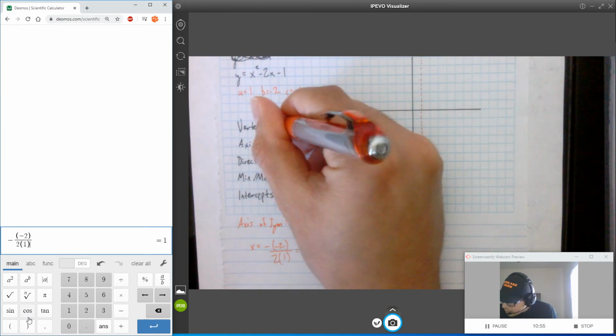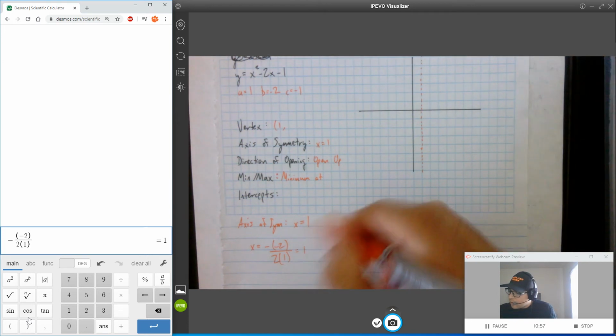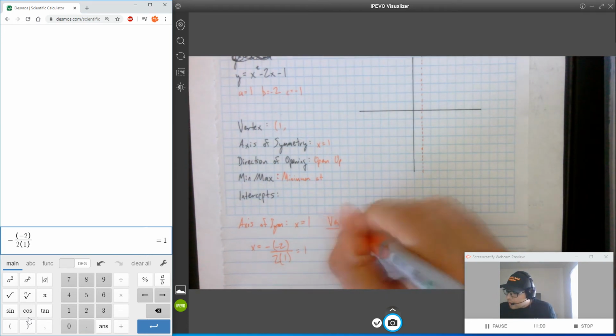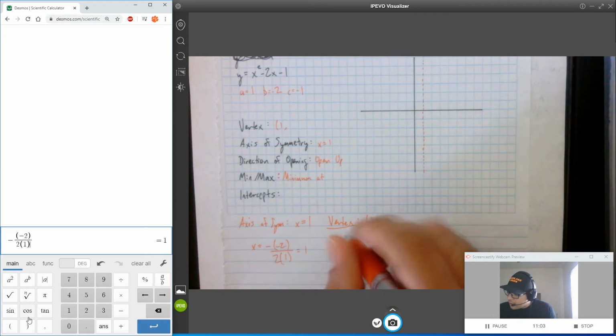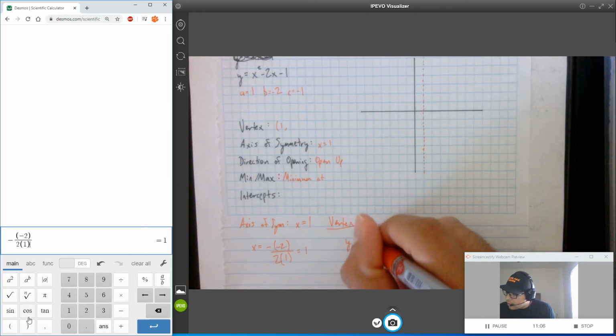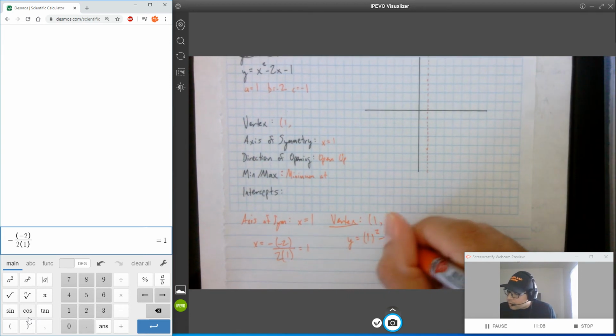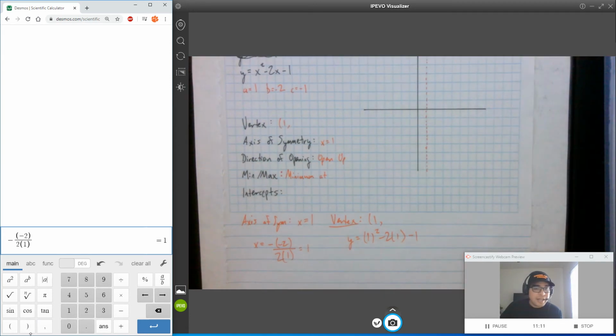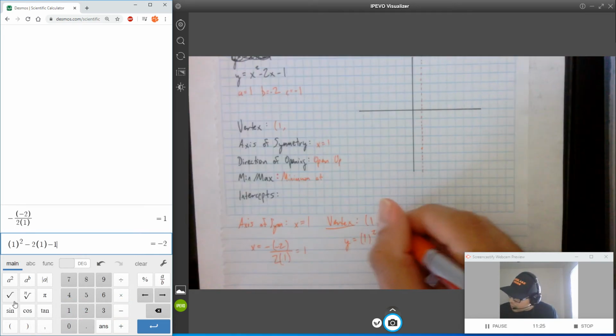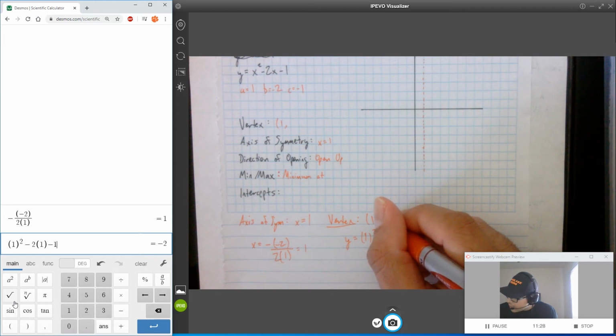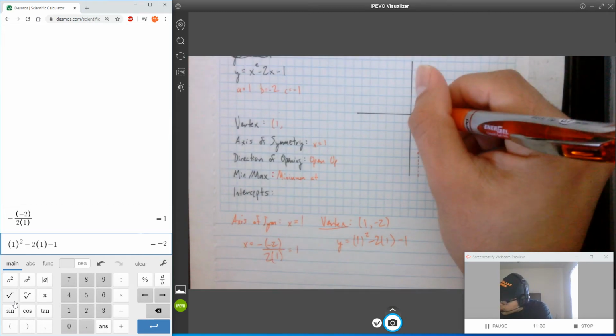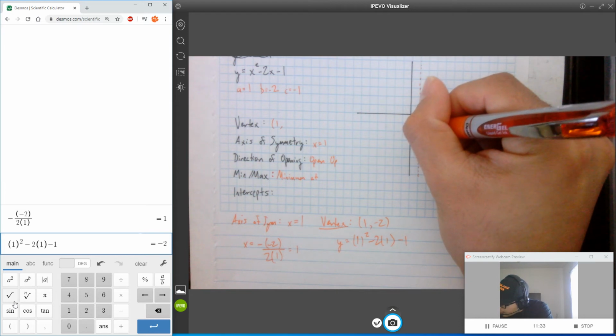My vertex, I know my x coordinate is going to be 1. Vertex is going to be 1, something. So my vertex is going to be y equals 1 squared minus 2 times 1 minus 1. If we calculate this, we get 1 squared minus 2 times 1, close that up, minus 1. We get negative 2. So our vertex is going to be at 1, negative 2, right over here.